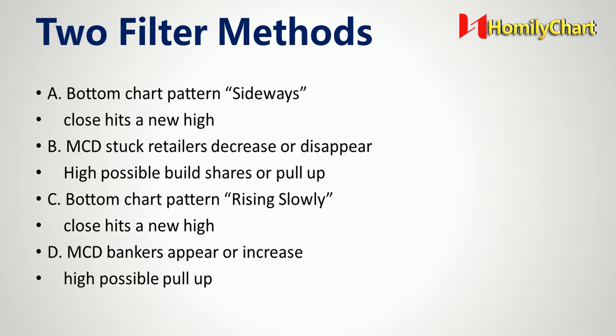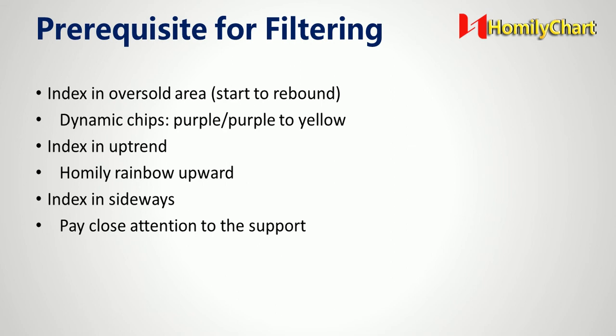Then two filter methods. So how to filter stocks? The bottom chart pattern sideways, close hits a new high. Multicolor dragon, stock retailers decrease or disappear. Maybe you can check the green column decrease or the green column below zero, or 10 days moving average of green column retailers upward, downward turning. The next one, bottom chart pattern rising slowly, close hits a new high. Okay, then multicolor dragon, the red column bankers appear or increase. Increase how to set? 10 days moving average of profit chips upward turning. Okay, high cost bar for up. So these are the two filter methods, and you should know the pre-requested state site for filtering.